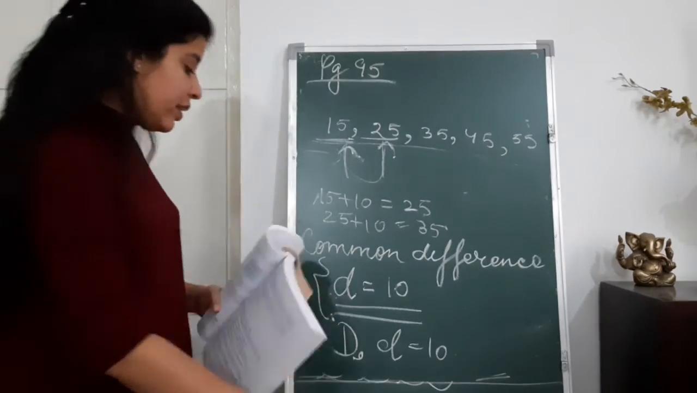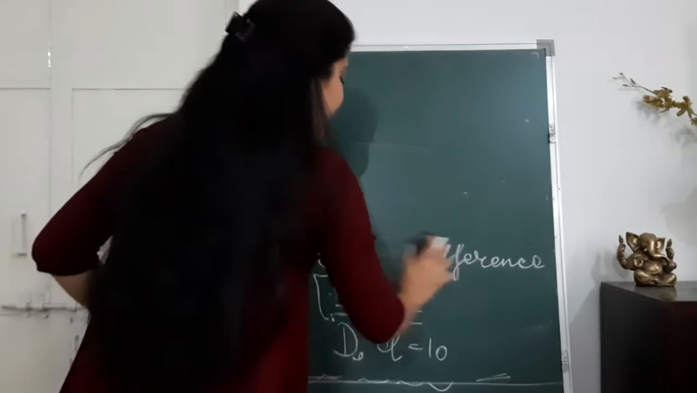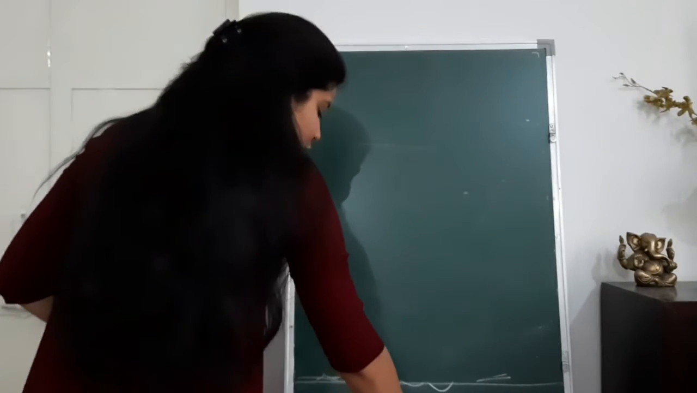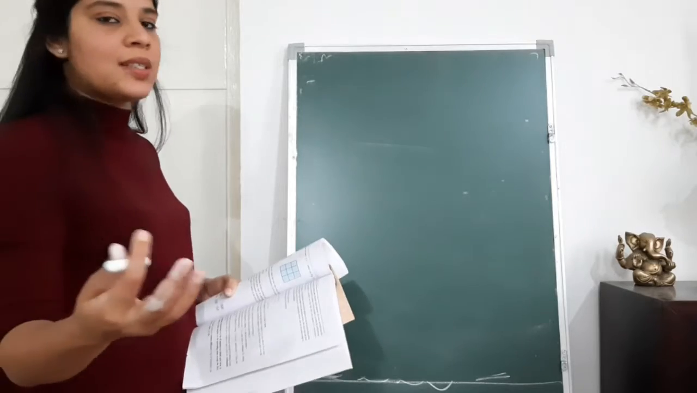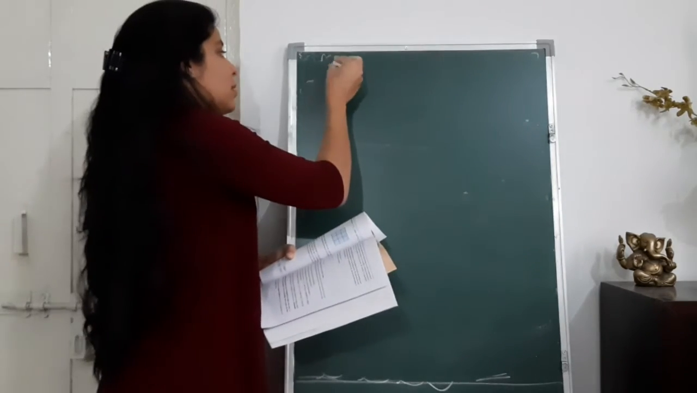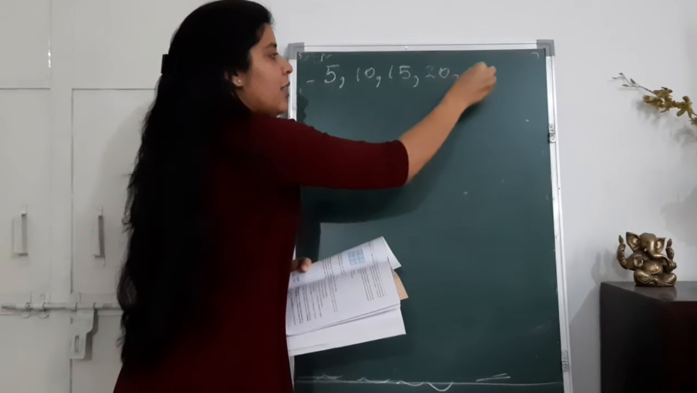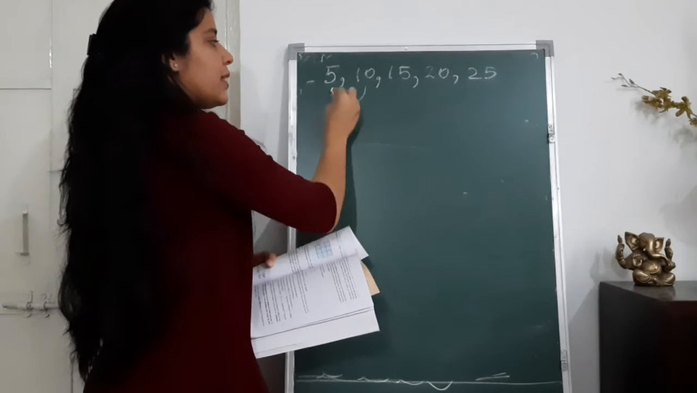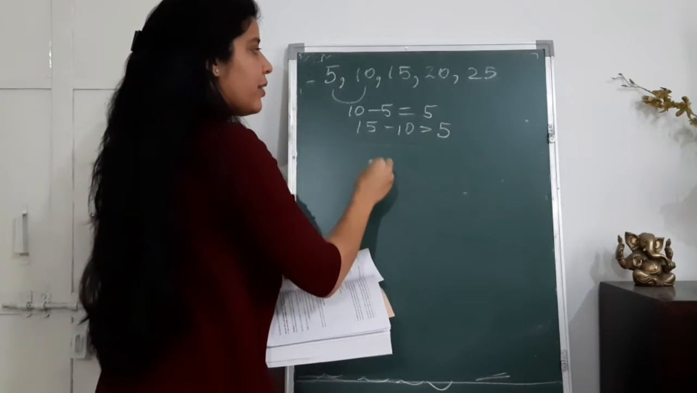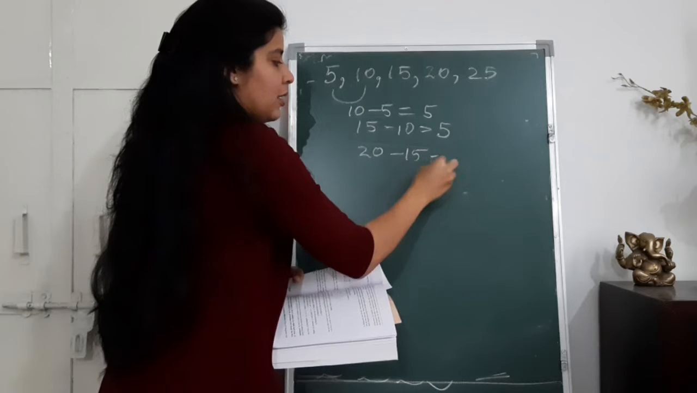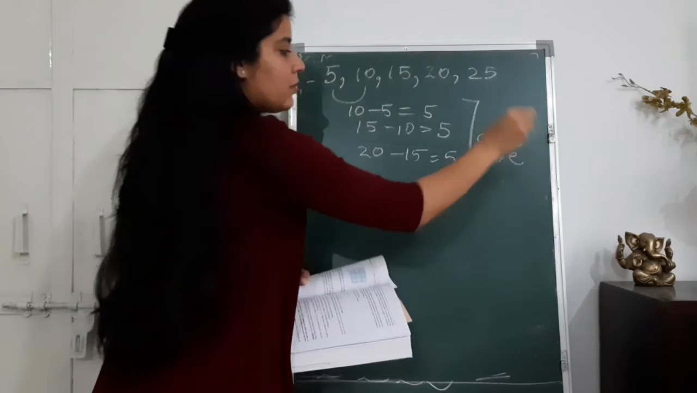Another important thing about common difference is that it can be positive, negative, or 0. I would like to give you 3 examples so that you can understand in which series the common difference is positive, in which it is negative, and in which it is 0. So 5, 10, 15, 20, 25. In this you can see 10 minus 5 is 5, 15 minus 10 is 5, 20 minus 15 is 5. So in this series the common difference is 5, and that is positive.